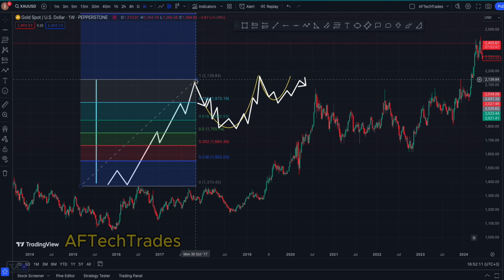As soon as it breaks this 100 line, that confirms to you that you now have a cup and handle formation and the breakout has occurred. The last thing you look out for is that at the point where it's crossing here, you check the volume of trade. If there is high volume corresponding to this, then it's a good point for you to enter the market.